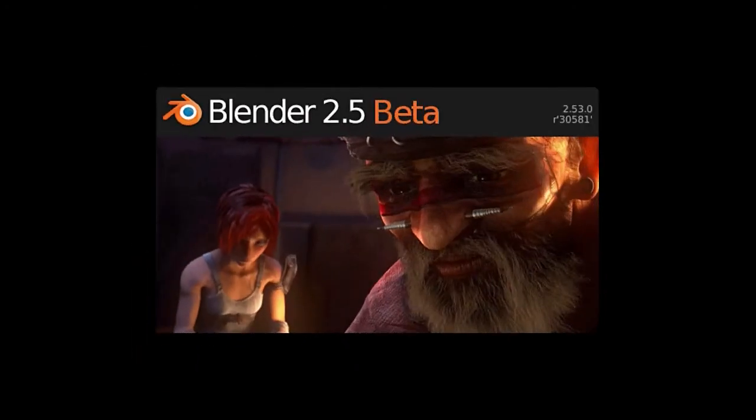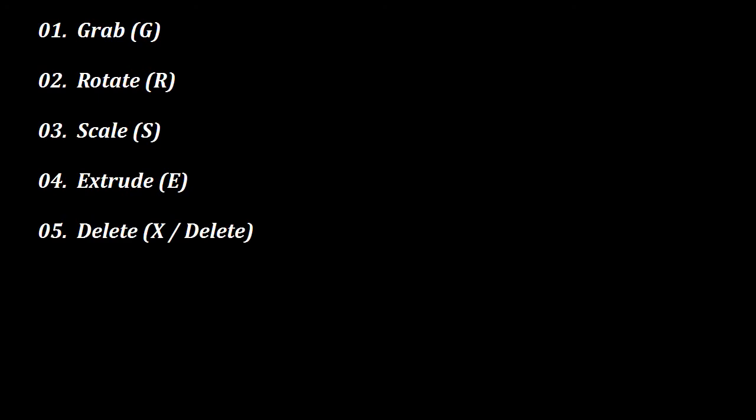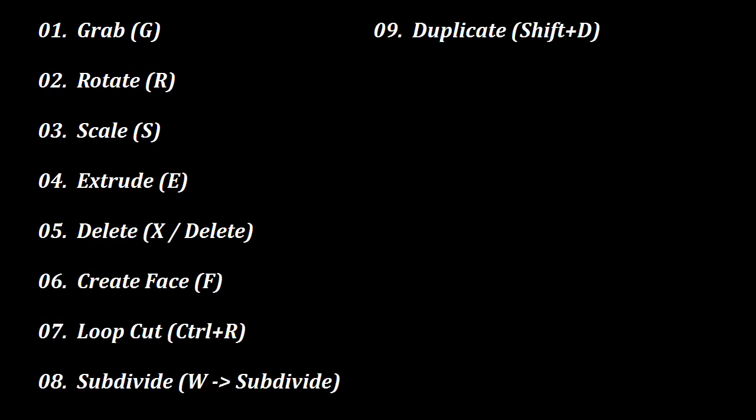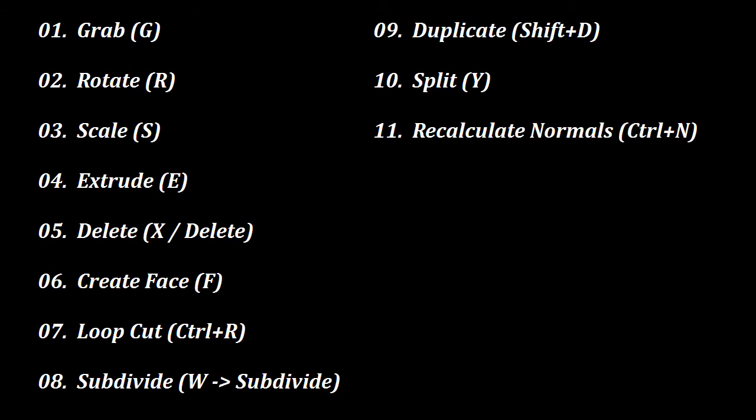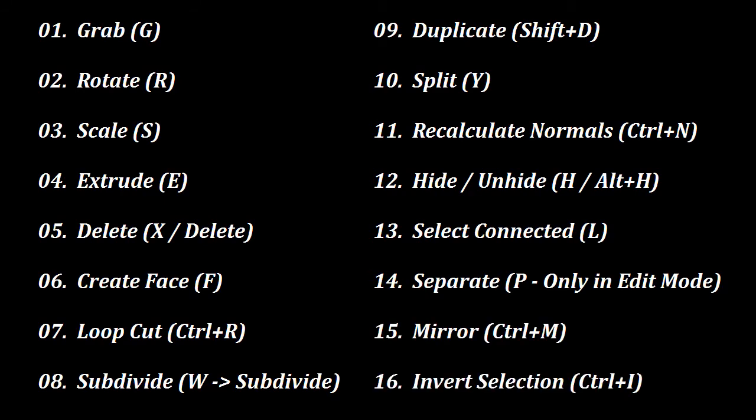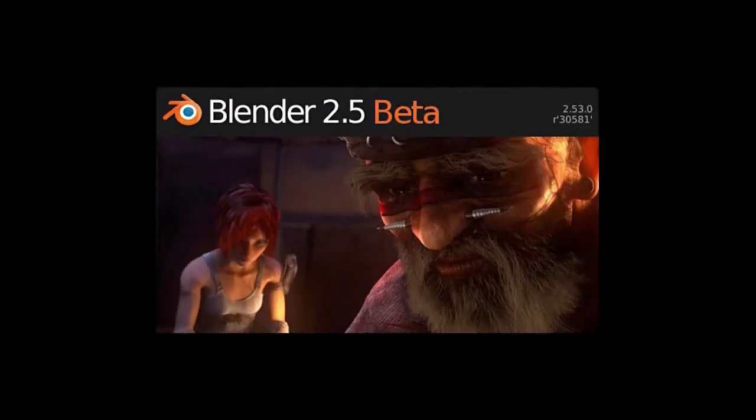So that's pretty much it. We're actually done. We've gone through 16 tools: grab, rotate, scale, extrude, delete, create face, loop cut, subdivide, duplicate, split, recalculate normals, hide unhide, select connected, separate, mirror, and invert selection. Now I might have gotten those in the wrong order, but well, I got them all anyway.